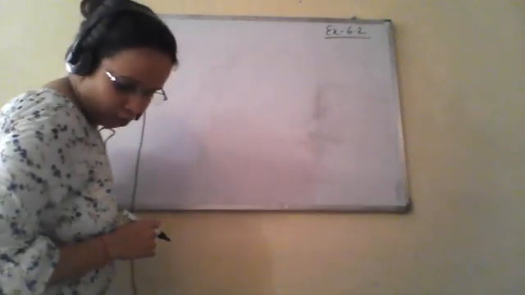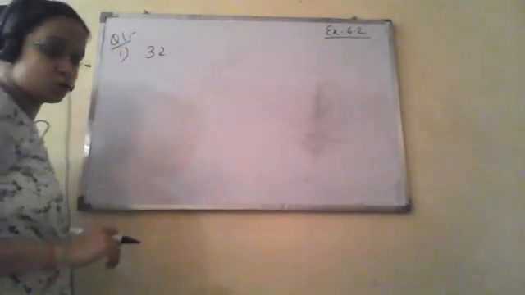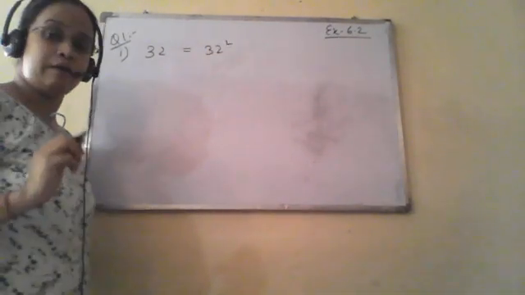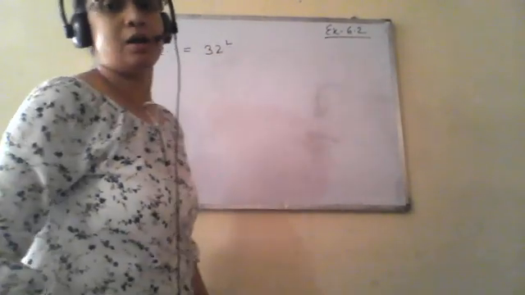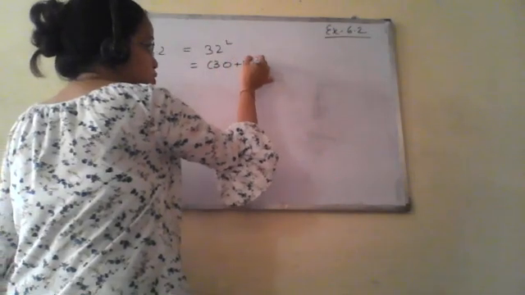Find the square of the following numbers. The first part is 32. We have to find the square of 32. The square of 32 will be 32 square, and I have explained we have to use the algebraic identity, that is (a + b) whole square. So this 32 can be written as (30 + 2) whole square.